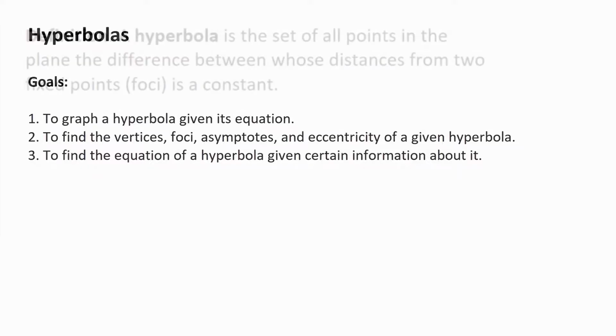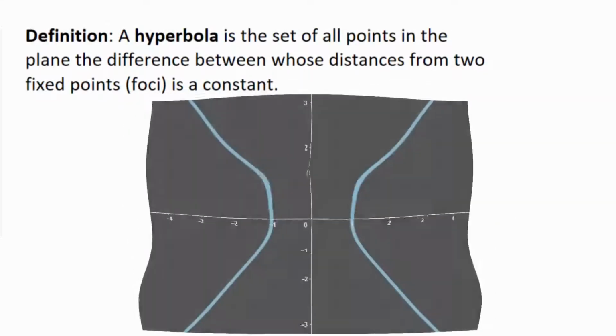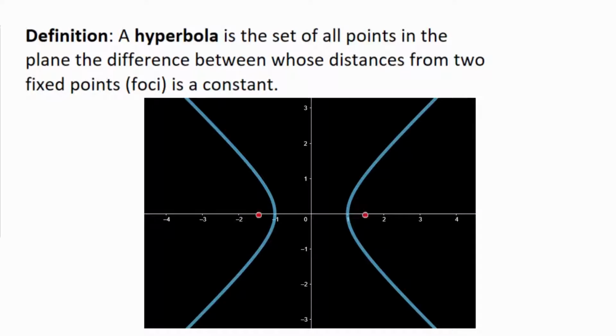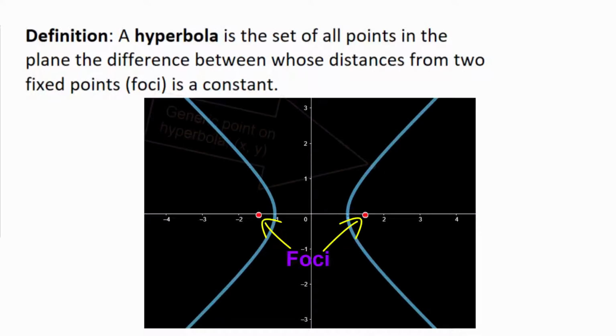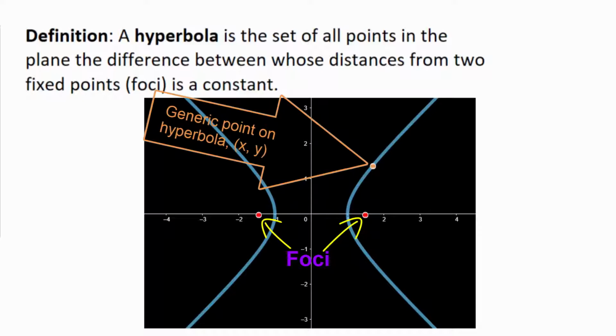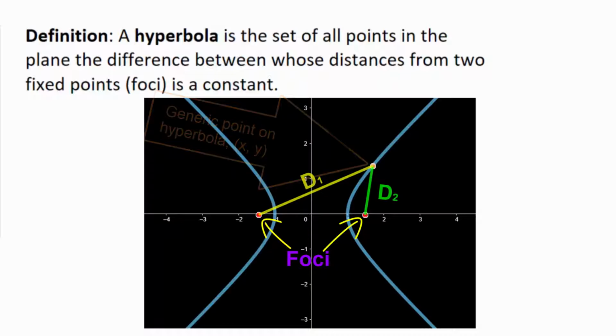So let's get started. The actual definition that we use of a hyperbola looks a lot like the definition of an ellipse. A hyperbola is the set of all points in the plane, the difference between whose distances from two fixed points called foci, that difference is a constant.